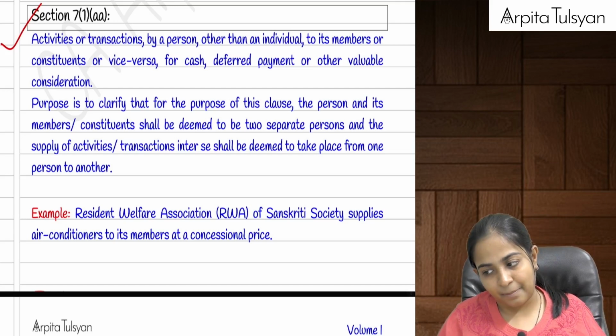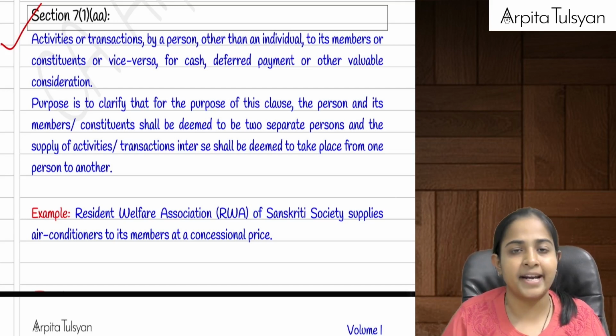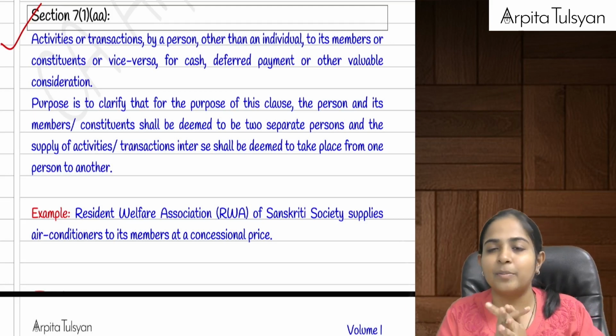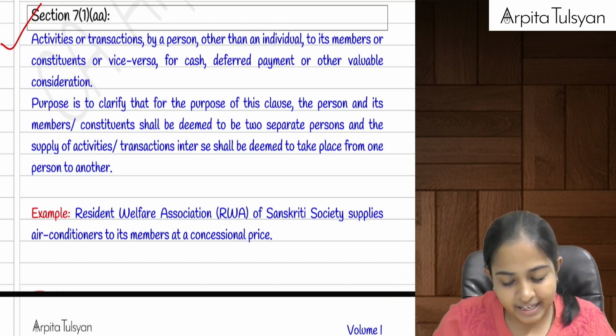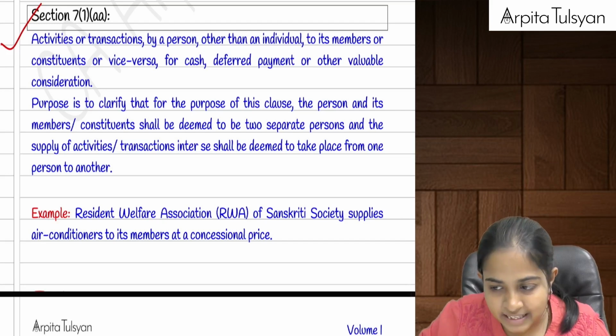That is section number 7 1AA. As of now, just go on understanding. Then I will show you a summary chart of section number 7, with the help of which you will be able to recollect each and every point. Okay, section 7 1AA. What is given in this particular section?